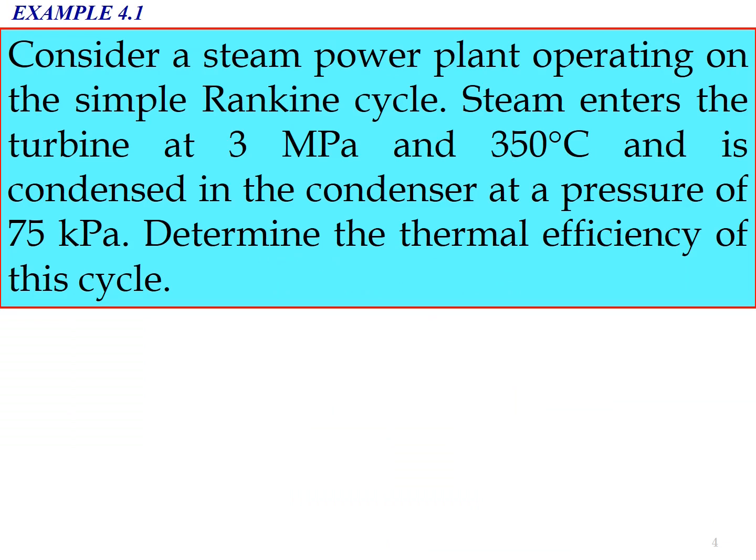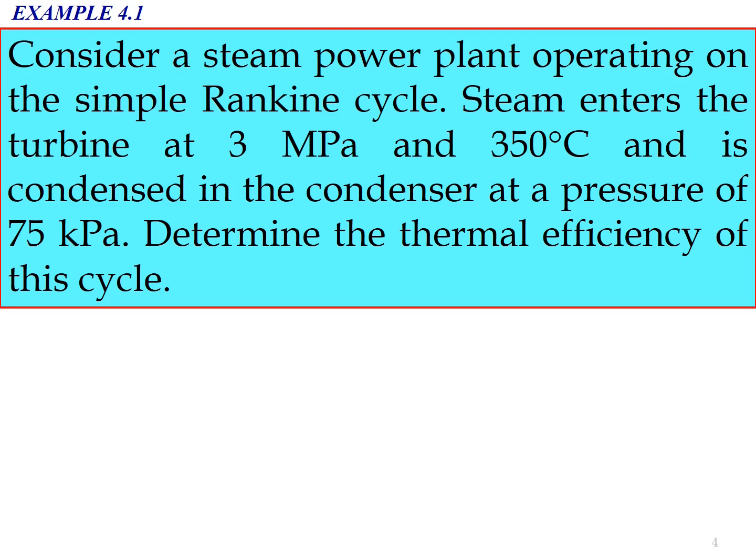Example 4.1. Consider a steam power plant operating on the simple Rankine cycle. Simple Rankine cycle here means the ideal Rankine cycle. Steam enters the turbine at 3 megapascal and 350 degrees Celsius and is condensed in the condenser at the pressure of 75 kilopascal. Determine the thermal efficiency of this cycle.